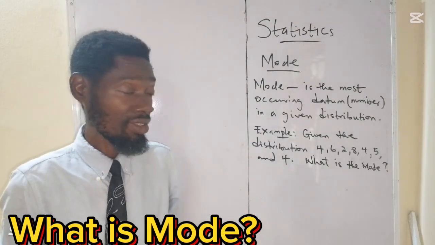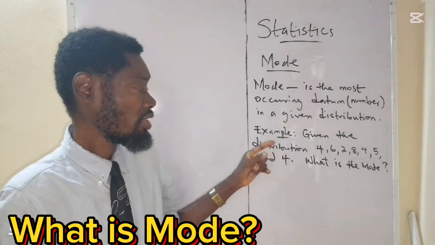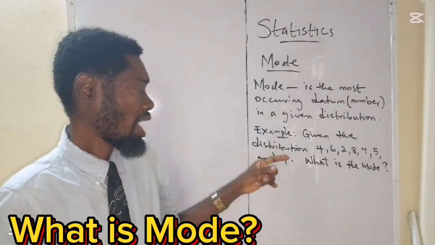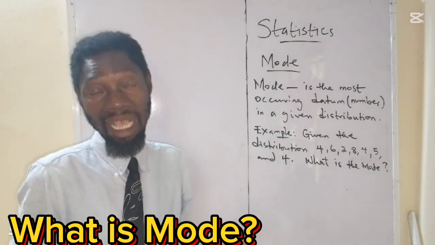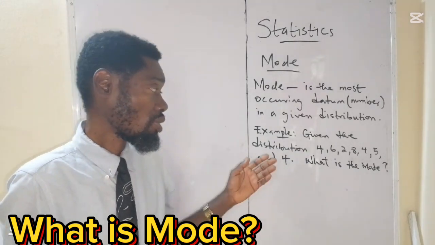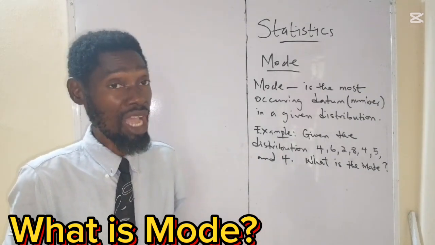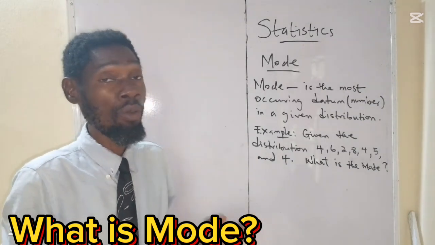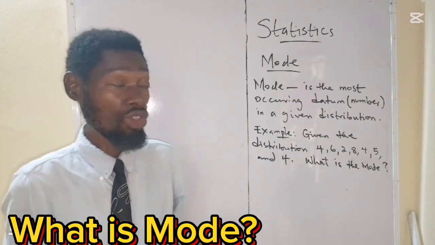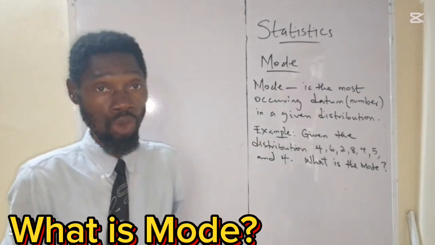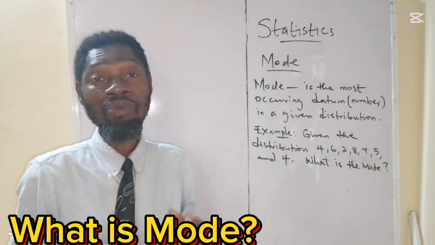As simple as that. Now, for example, we have a given distribution: 4, 6, 2, 8, 4, 5, and 4. You've been asked, what is the mode? The answer is simple. You don't need to rearrange the numbers. When you're looking for mode, you don't necessarily need to rearrange the distribution. Just carefully look at the distribution given to you. You'll find the one that appears more than other numbers.